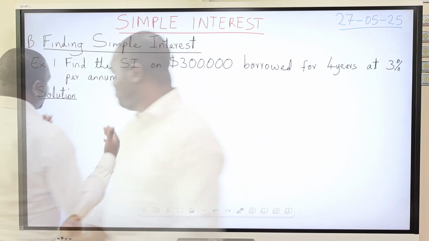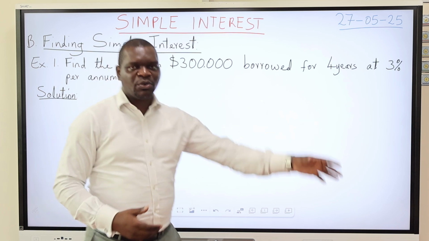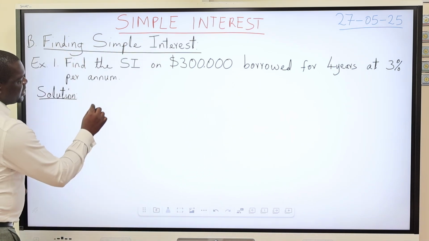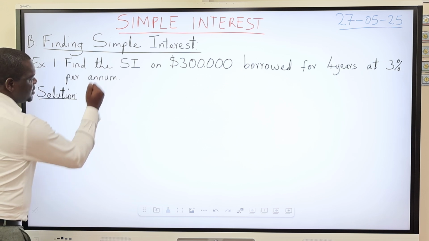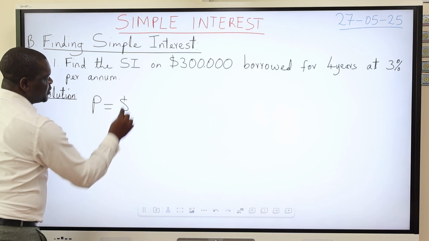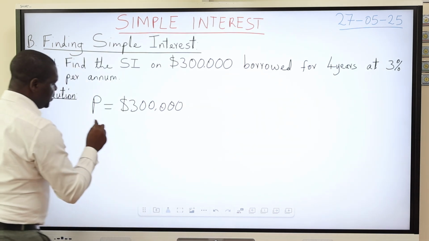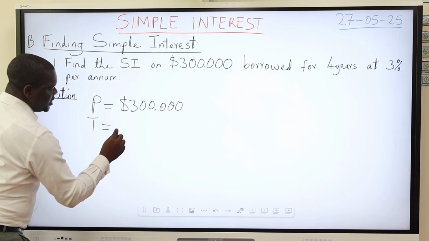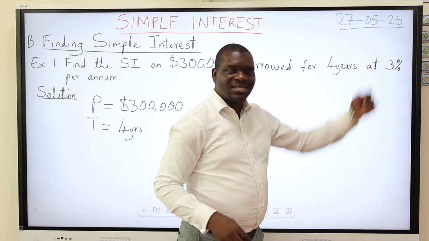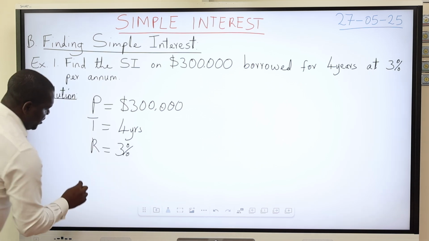So what do we do? In our solution, we always want to move from what we know to what we don't know. And what we don't know is the simple interest. They've given us the principal, P, that is the main amount. P is equal to $300,000. They have equally given us the time in years, and the time is 4 years. And the last thing they've given us is the rate, which is 3%.